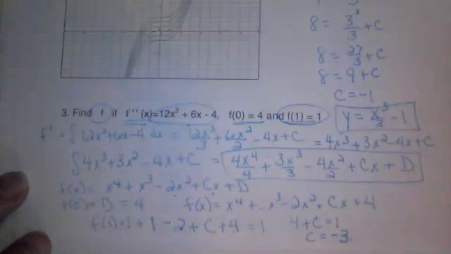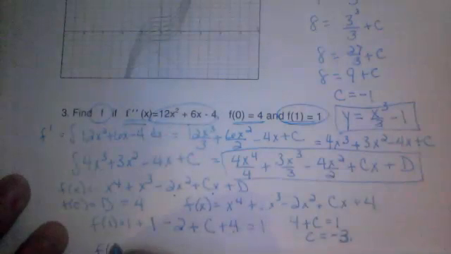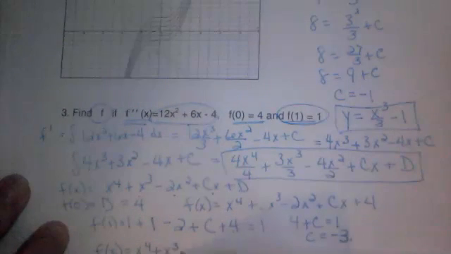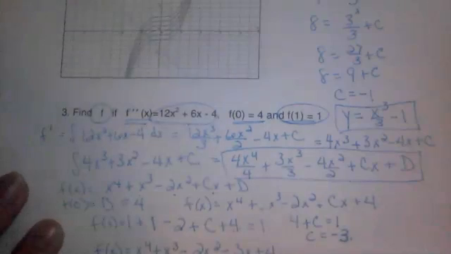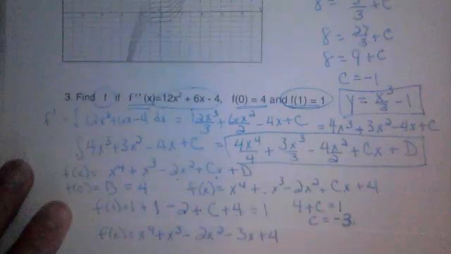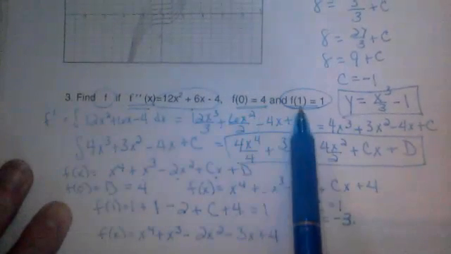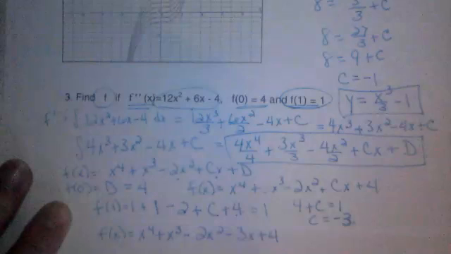All right. So we have our function now. F of x equals x to the fourth plus x to the third minus 2x squared minus 3x plus 4. All right, so if they give us this particular information for the particular solution, we can go back and find our c value.